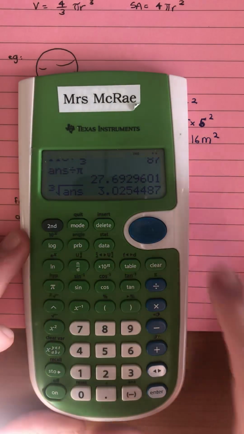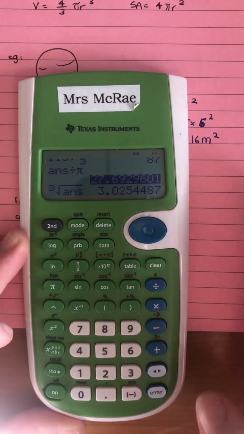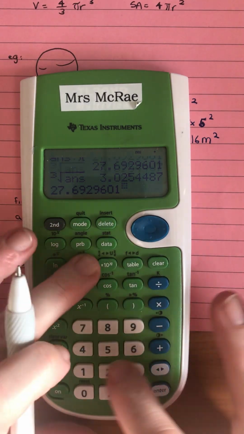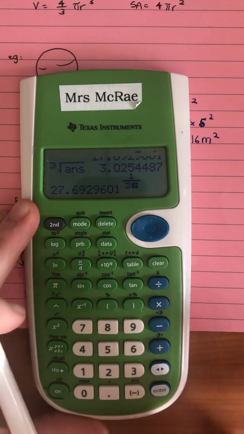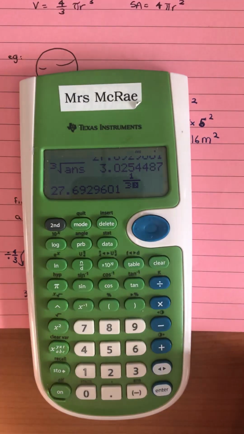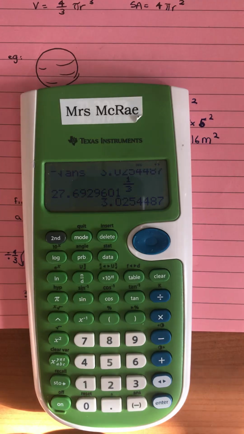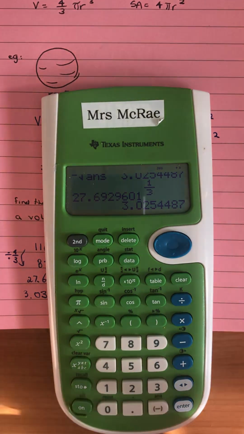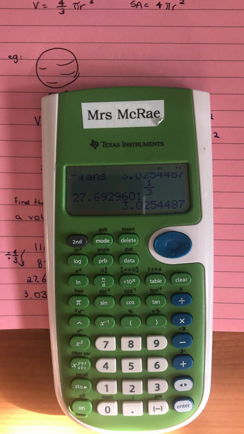My other option is to grab that number, the 27.69, and I want to raise it to a power of 1 over 3, because that's the opposite of raising to a power of 3, is to do 1 over 3. We call that the reciprocal. And when I do that, I get that same answer that I got before, because that's my other way of showing that.